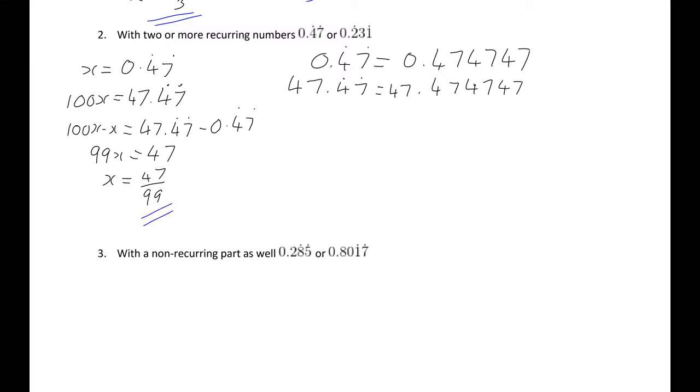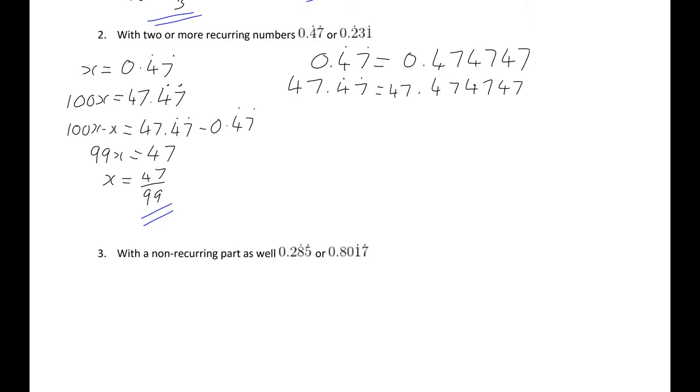Now, something I forgot to say earlier, the reason why this is showing that we've converted a recurring decimal into a fraction is we know that x equals, in this case, 0.47 recurring. But we've also just shown that x equals 47 over 99. Therefore, 0.47 recurring equals 47 over 99. Okay, let's do this with a slightly more complicated one.